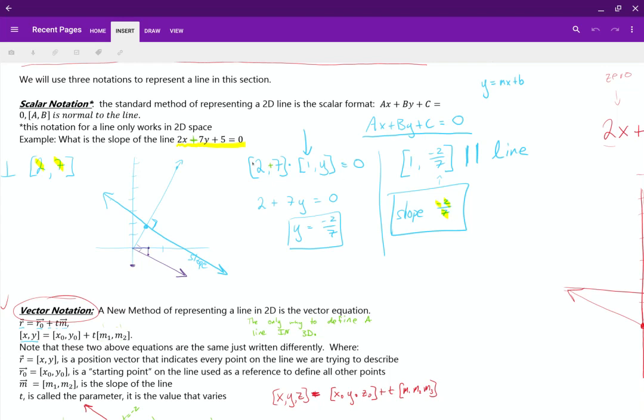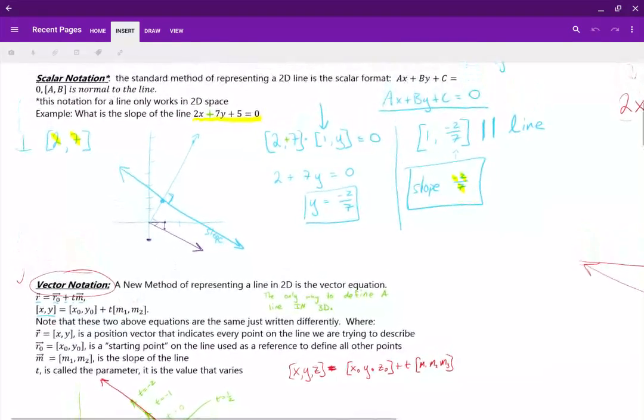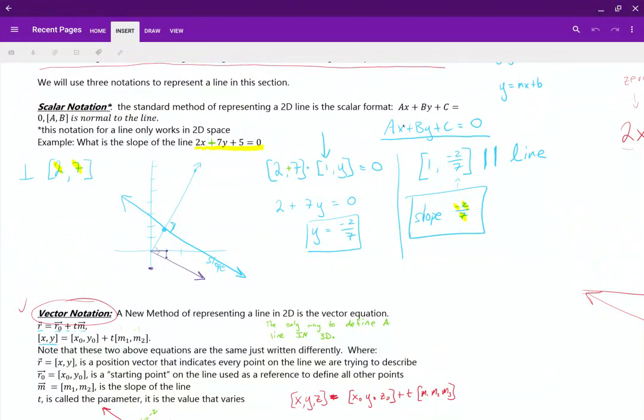Anyway, that was scalar notation, okay? And here's my slope, sorry. Let me just finish that thought out. Negative 2 comma 7. If I go over 1 and down negative 2 sevenths, I've got a vector that's basically parallel to that line, okay? So there's our scalar notation for a line. It's ax plus by plus c equals 0. What you want to take away from that is that the vector AB is perpendicular to the line that you're attempting to define with this formula. Okay, so that's kind of fun.